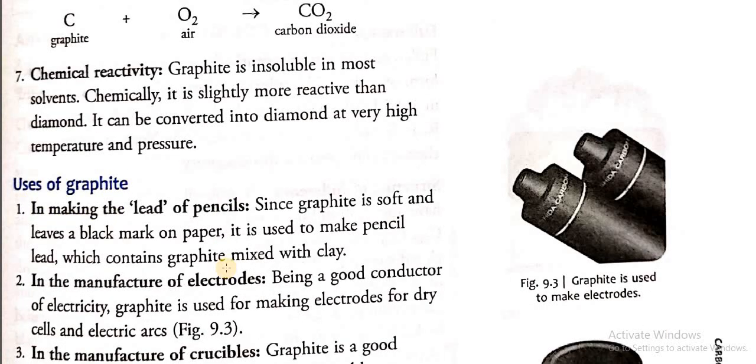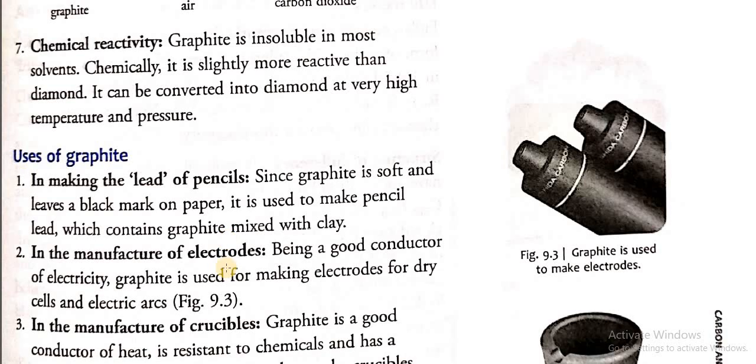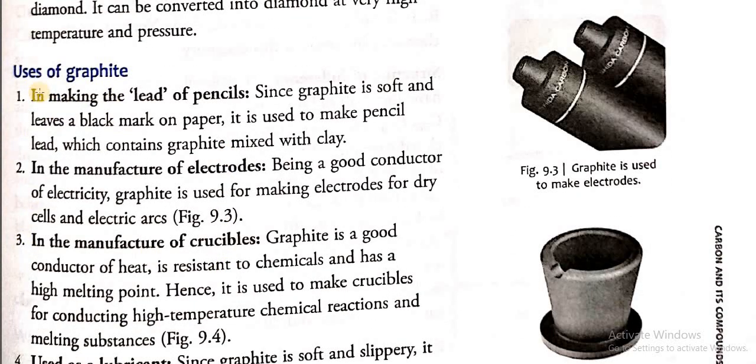Now we'll see what are the uses of graphite. The first one is it is used in making the lead of pencils that we use. Since graphite is soft and leaves a black mark on paper, because of this property it is used to make pencil lead which contains graphite mixed with clay. That is the first use.